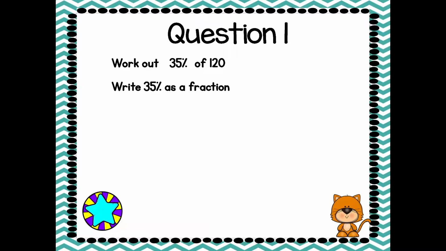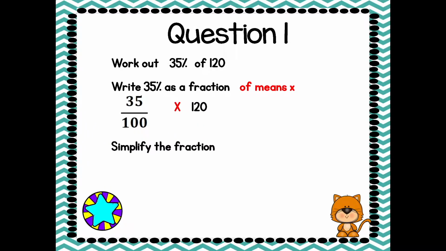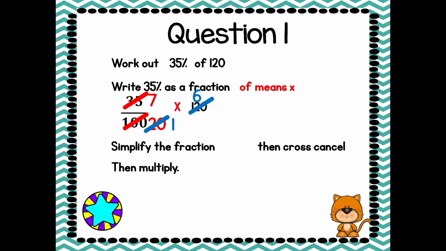Question 1. Find 35% of 120. To answer this, we can use fractions to help. Write 35% as a fraction. Of in maths means to multiply. Simplify the fraction first. Then cross-cancel. Then multiply the fraction. Top by top, bottom by bottom. The answer is 42.